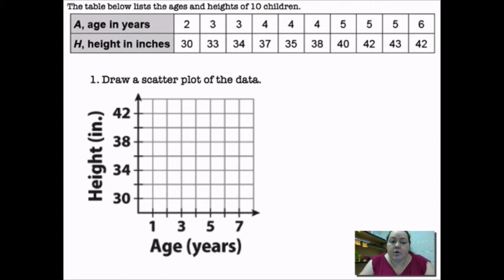Alright, so the table below lists the ages and heights of 10 children. So I'm going to make a scatter plot of this data. So 2, 30; 3, 33; 3, 34; 4, 37; 4, 35; 4, 38; 5, 40; 5, 42; 5, 43; and 6, 42. And then I'm going to do my best to draw a line of best fit.